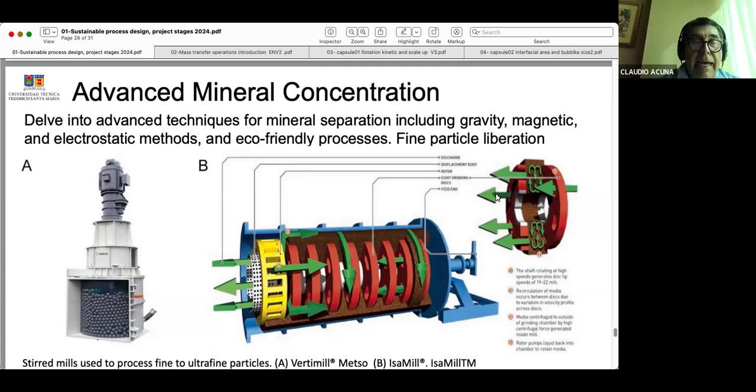In a circuit of cleaner, scavenger stage, in between a grinding unit. One of them is being the vertical mill, and the other one is the ISA mill. Okay, so since you are mineral processors, what do we need? Why do we need a comminution intermediate process?